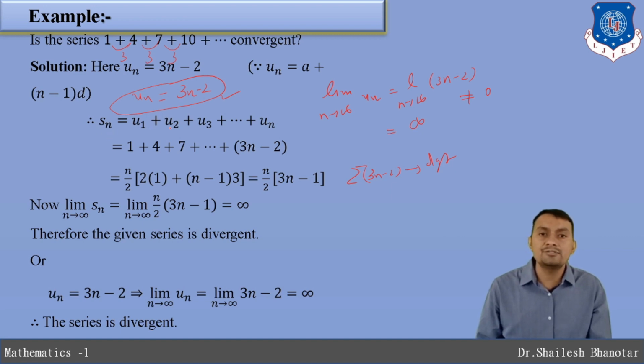You can also understand this based on the partial sum Sn. So u1 plus u2 plus u3 plus and so on up to un, and based on that you can write the formula you already know, n by 2 times (2a plus (n minus 1)d). Here a is the first term, n is the number of terms, and the difference d is 3. When you simplify and apply the limit, you will get infinity, and therefore the series is divergent. I have already explained this.